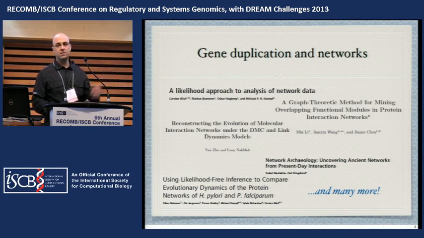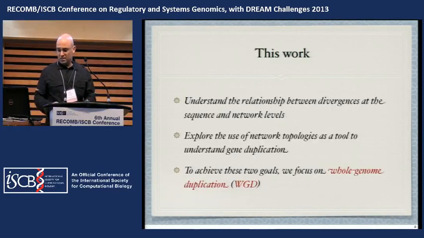This is just a sample of some of the papers, most of which focus on graph theoretic algorithms for reconstructing ancestral networks under the assumption of gene duplication, or reconstructing the evolution of networks and so on. But this work is different from these papers that have been published. Here we focus on understanding the relationship between divergence at the sequence level. Once the gene duplicates and then it diverges through evolution, how does the accumulated divergence between the two copies translate at the network level?